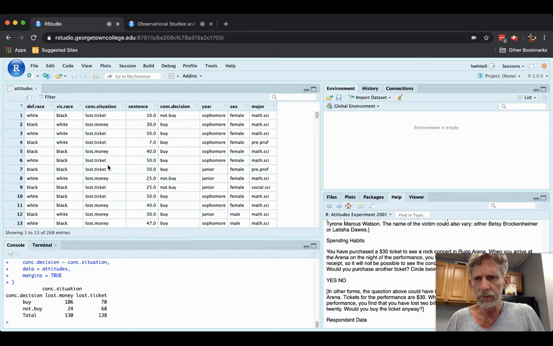Look back in RStudio. Here are people. Each row is a person. Their response is here, const decision. We're going to leave that alone. But what we can do is make the computer shuffle around the values in this const situation column. Switch them around. So some of the lost tickets become lost monies, and some of the lost monies become lost tickets. That would be like handing the forms out again, randomly, to the people.